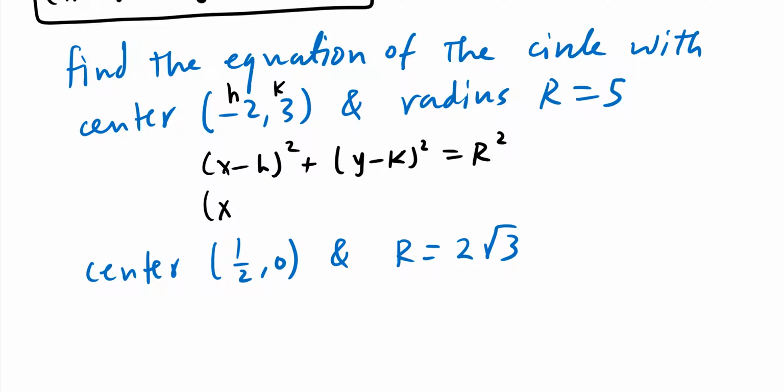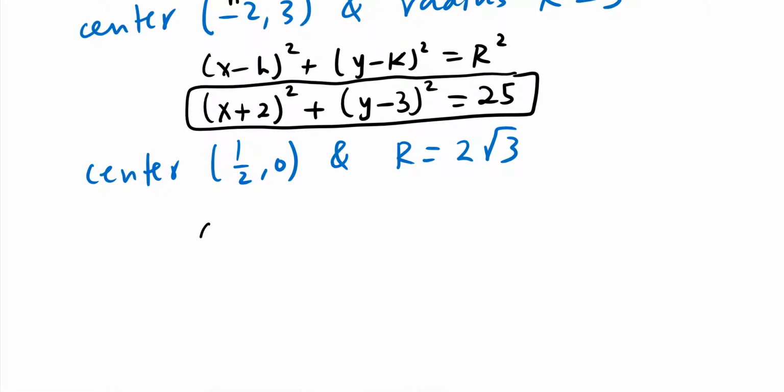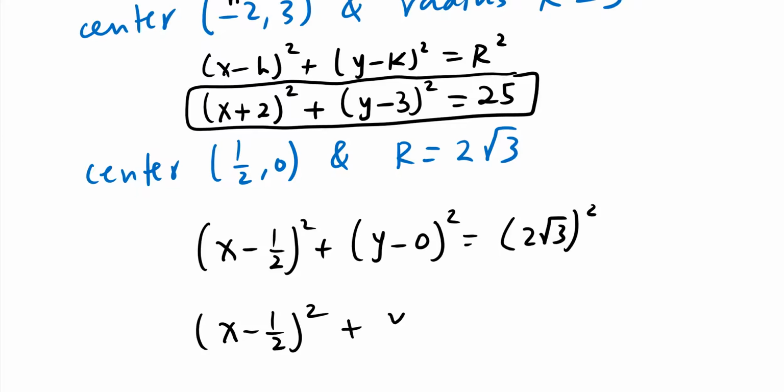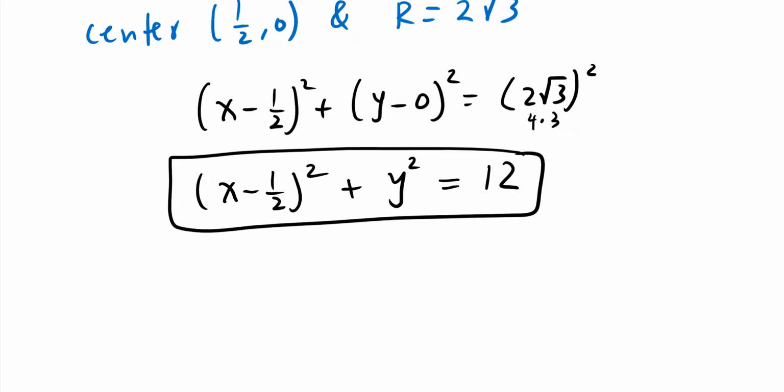All we have to do is substitute: x minus -2, that becomes positive, y minus 3, r is 5 squared, which is 25. So that's what we get. Next one, same way: (x minus 1/2) squared plus (y minus 0) squared equals (2 square root of 3) squared. So this stays the same. This is y squared. And this one, when you square it, the 2 is 4 and the 3 is 3, so that's 12. So that's how we find the equation of the circle.